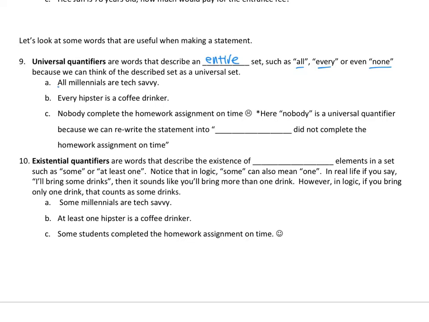All millennials are tech savvy. Every hipster is a coffee drinker. And here, nobody completed the homework assignment on time, because, as I mentioned before, I can rewrite this: everyone did not complete the homework on time, right? So saying nobody completed the homework on time is the same as everyone did not complete the homework on time. That's why none can work as a universal quantifier.